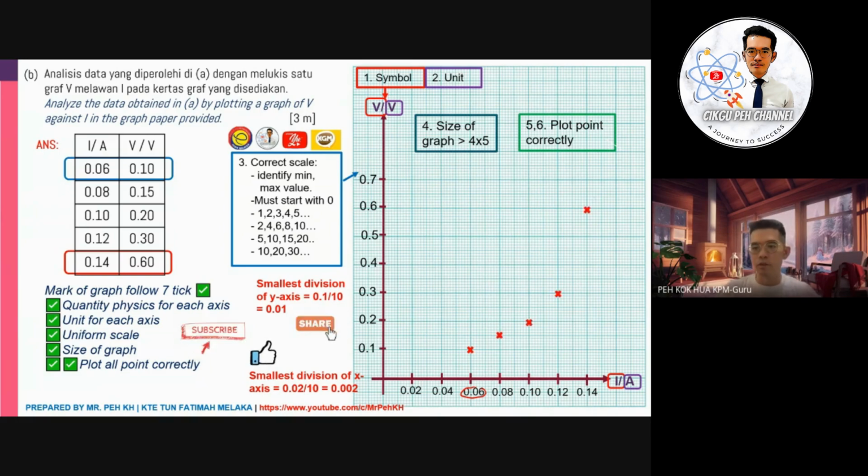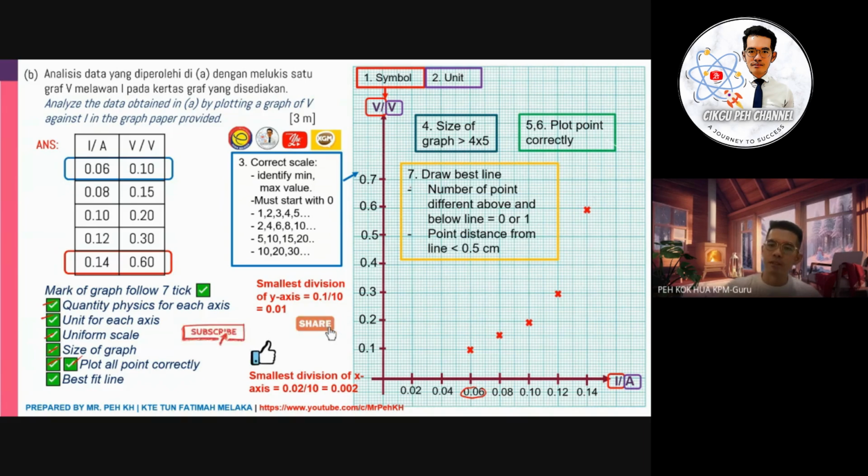And also another tick here. If you manage to plot all the points here correctly, you will straight away get 2 ticks. So now how many ticks do you already have? 1, 2, 3, 4, 5, 6. So we still have another tick. The last tick here is that you need to draw a baseline. So what is the baseline here?